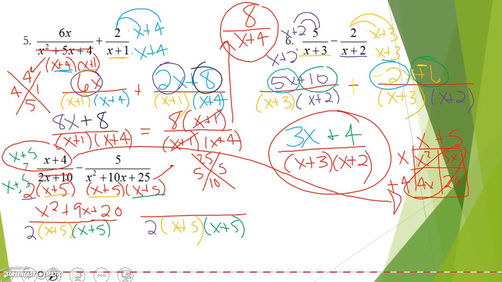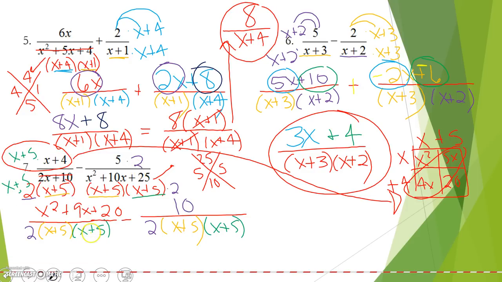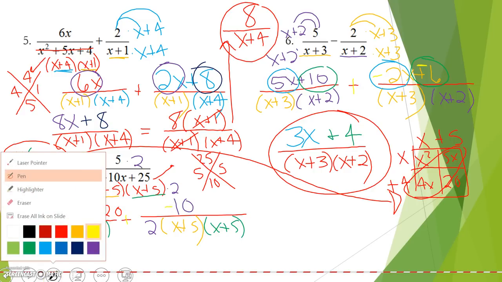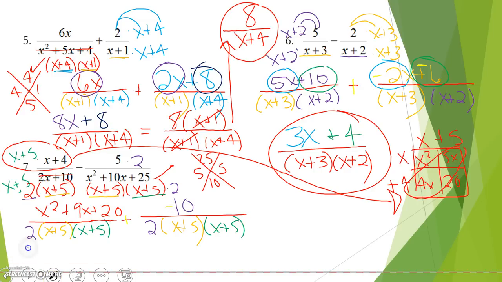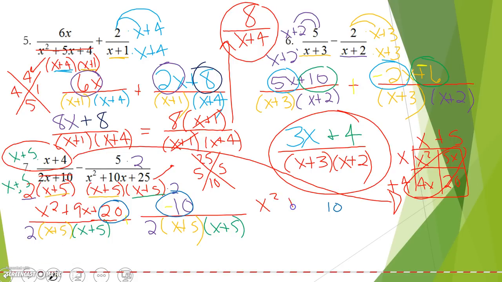All right, now the next one has a yellow. It has a green. What it needs is a purple. It needs the 2. So that's going to make the top of that one a 10. It's a subtraction between the two, so I need to add the negative, and now I can combine like terms. So I can combine the 20 and the negative 10. That's the only thing I can combine. So that is going to be 10. And the x squared and the 9x is just going to come over. And this is all over our common denominator of 2 and x plus 5, or you can put x plus 5 squared. It doesn't matter.